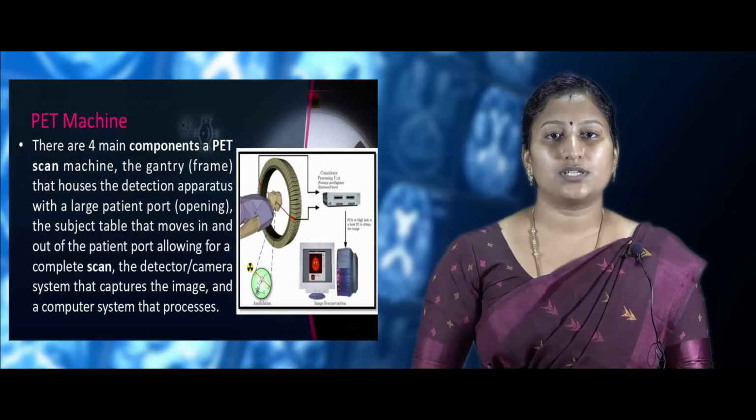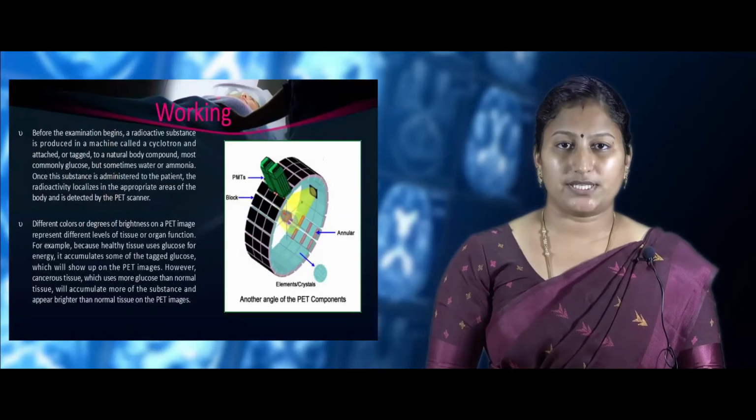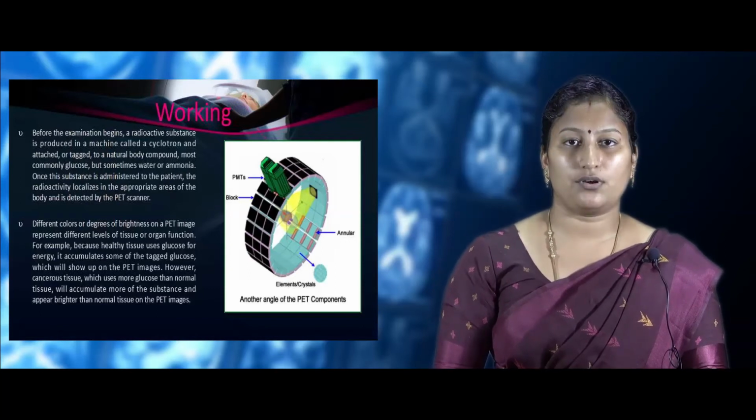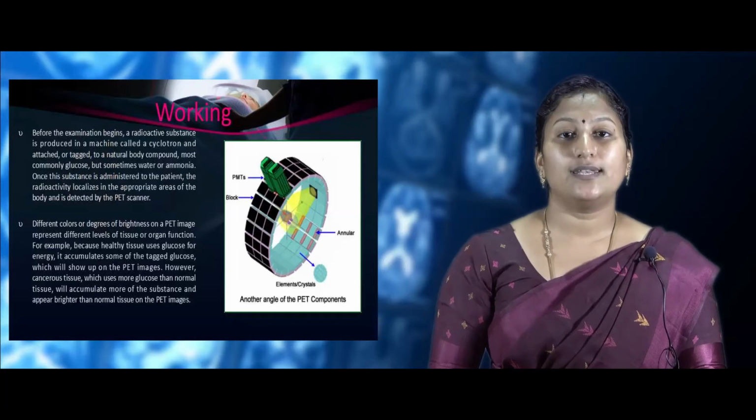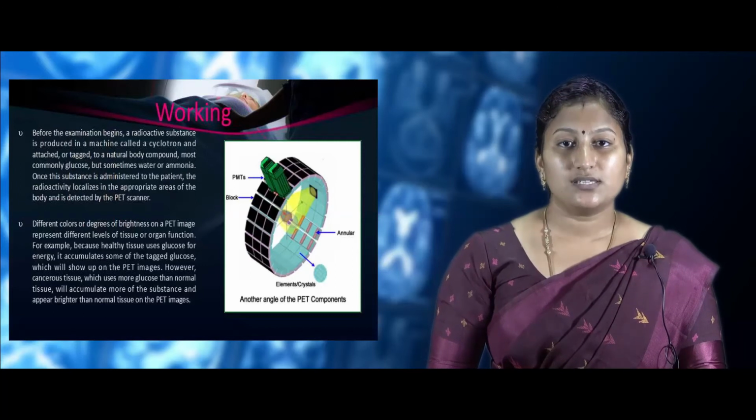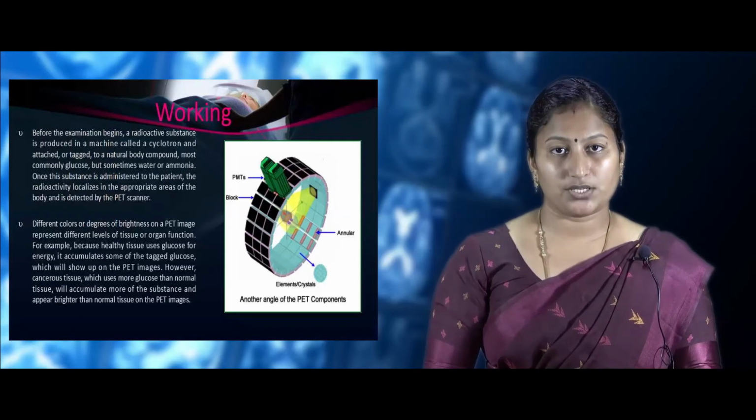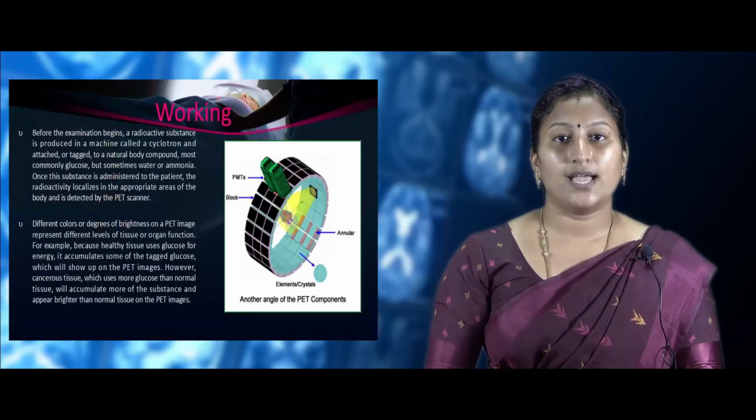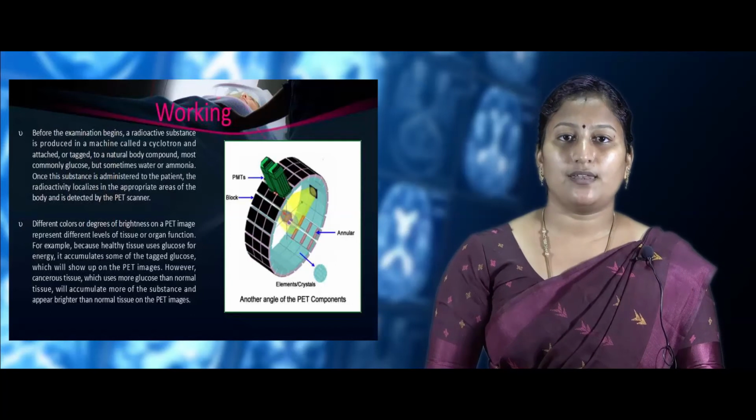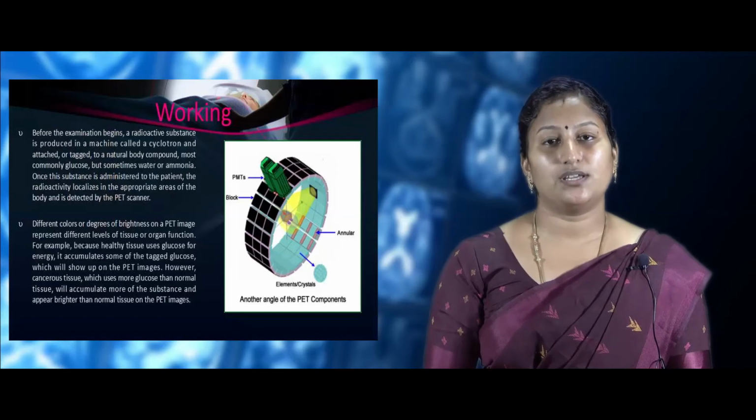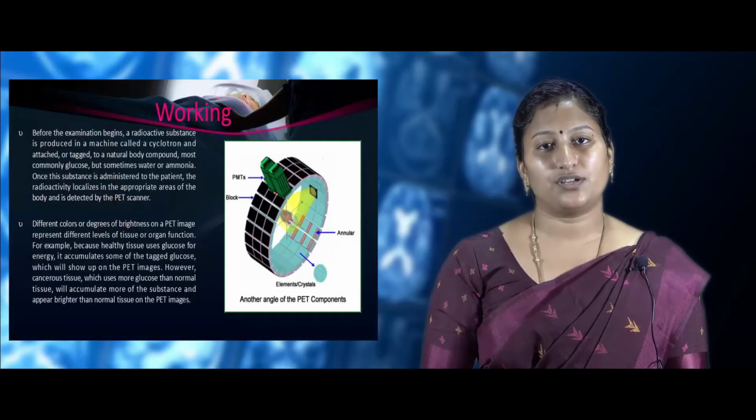system that processes them. Working: before starting a PET scan, a radioactive substance is produced with a machine called a cyclotron and is attached to a natural body compound, most commonly glucose. Once this compound is administered into a patient, radioactivity localizes in the appropriate areas and is captured by the PET scanner. Different colors or degrees of brightness on a PET image represent different levels of tissue or organ function.